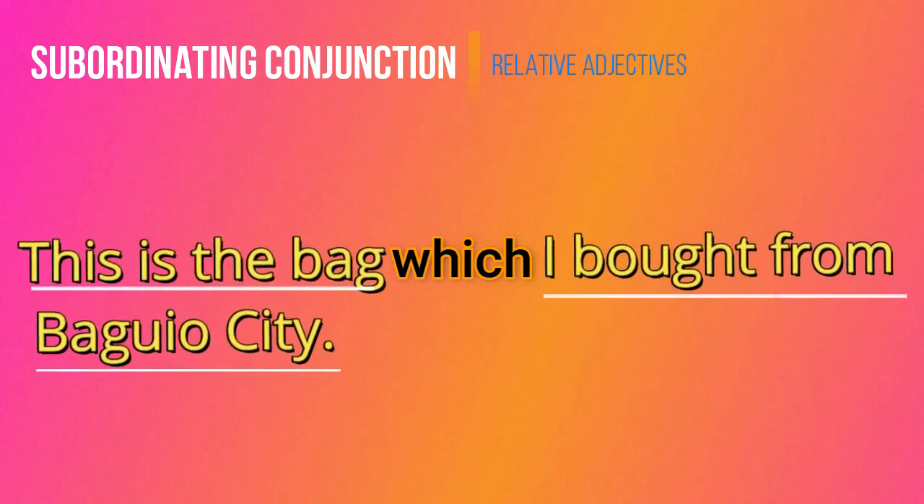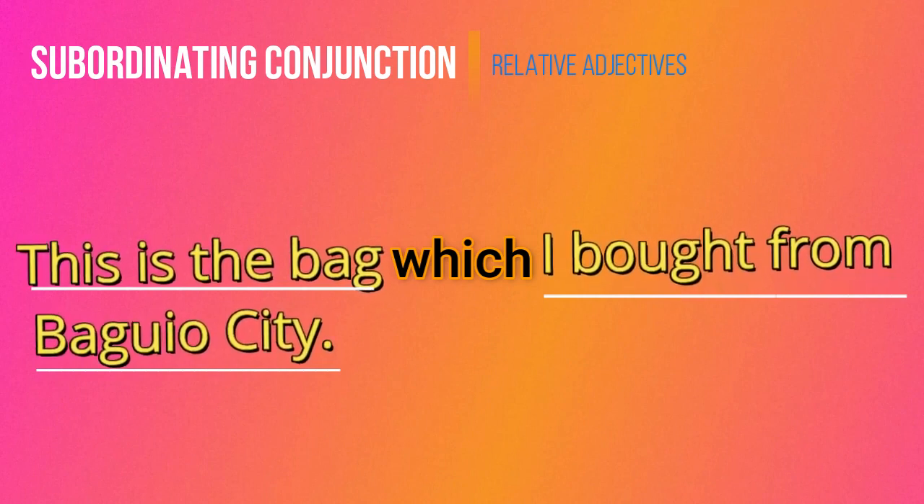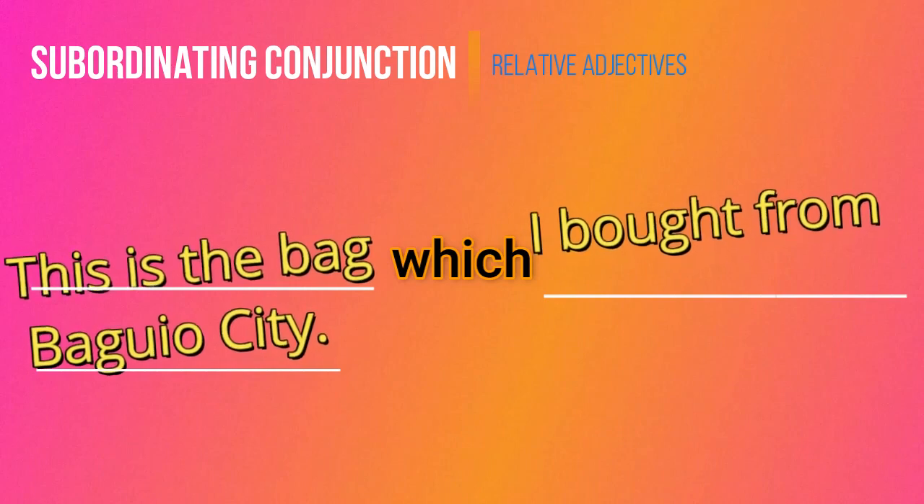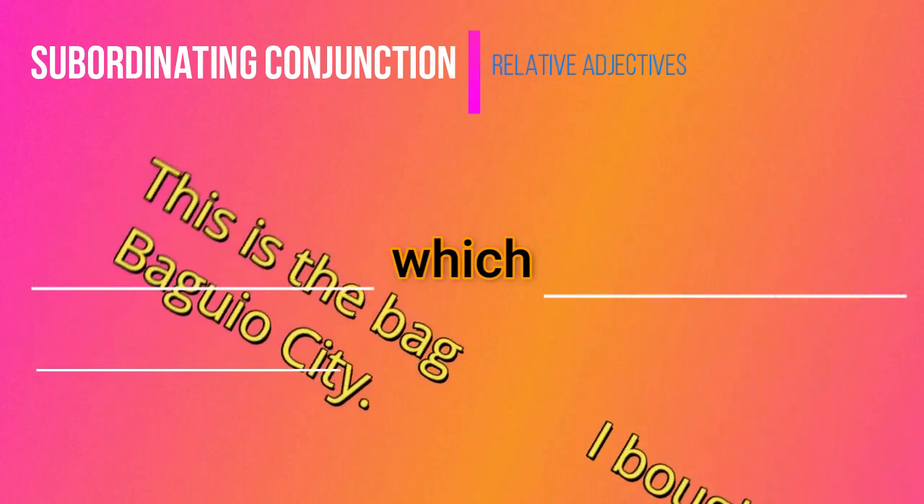This is the bag which I bought from Baguio City. Now, itong ating example ay mayroong subordinating conjunction na bibihira lamang gamitin ng mga elementary students, no? Yung which tinatawag na relative adjective. Kasi ang tinutukoy nito ay yung bag, no? Which I bought from Baguio City. The answer is bag. Alright?